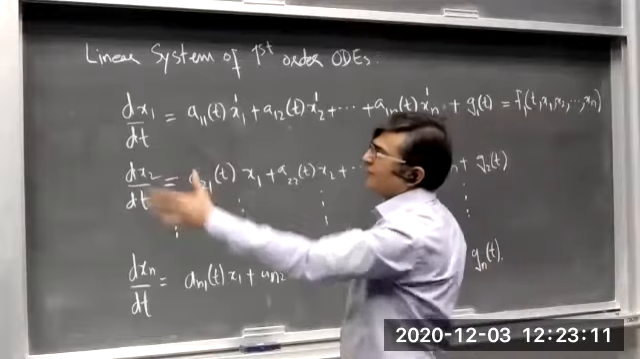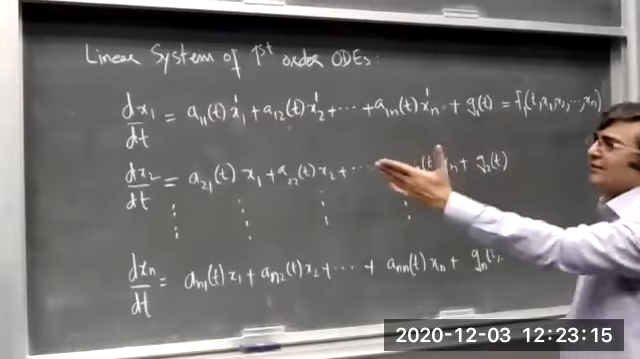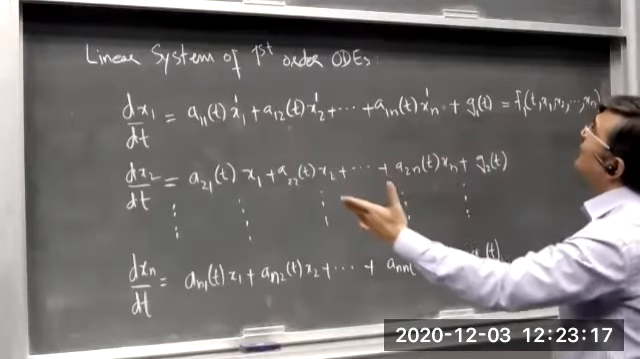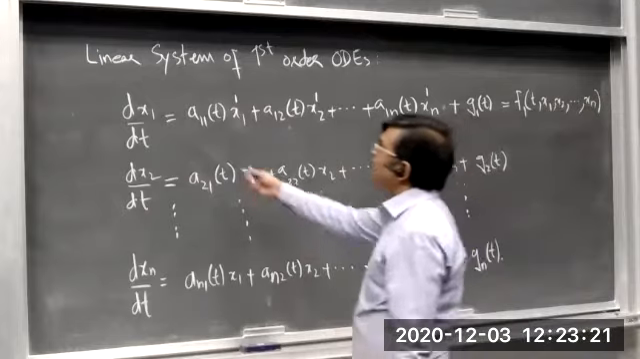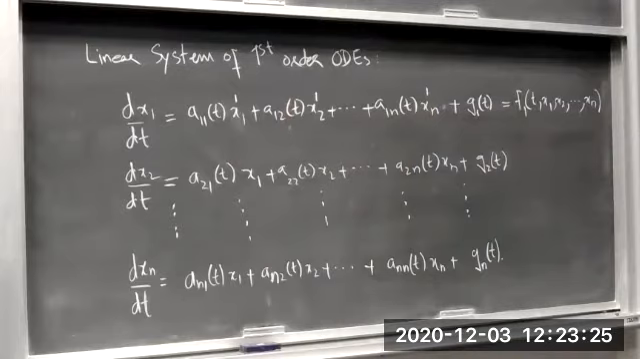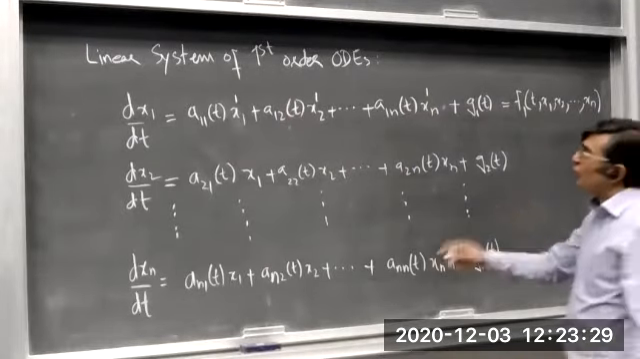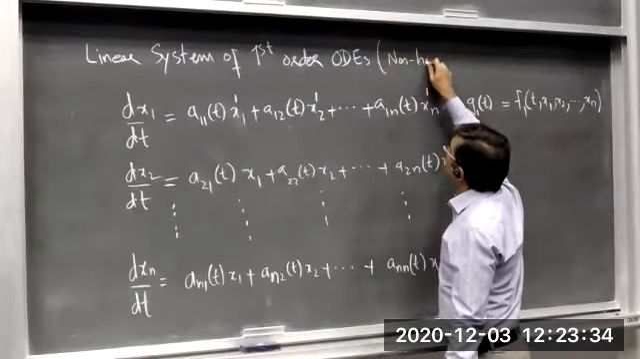As in the previous example, 2x1 plus 3x2, the coefficients were constants only. But they could be functions of t as well. Now this is your linear system of first order ODEs, and it is non-homogeneous as well.